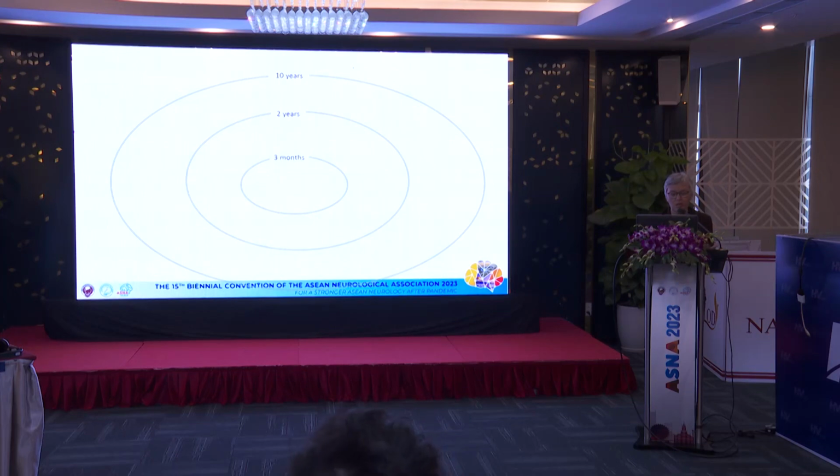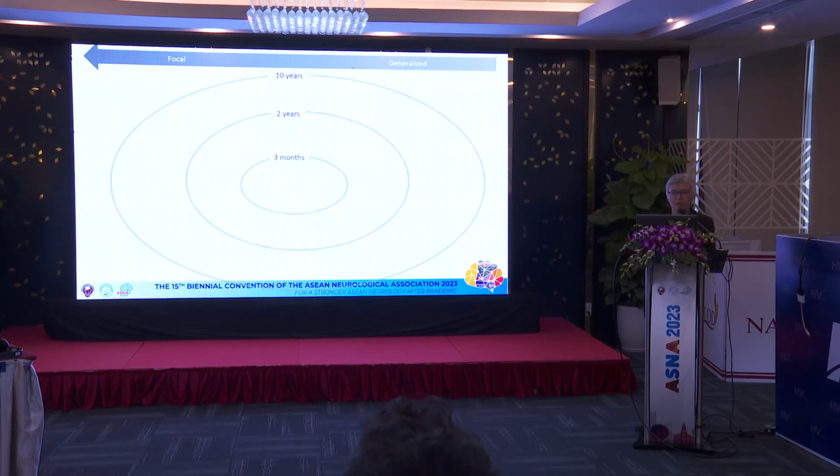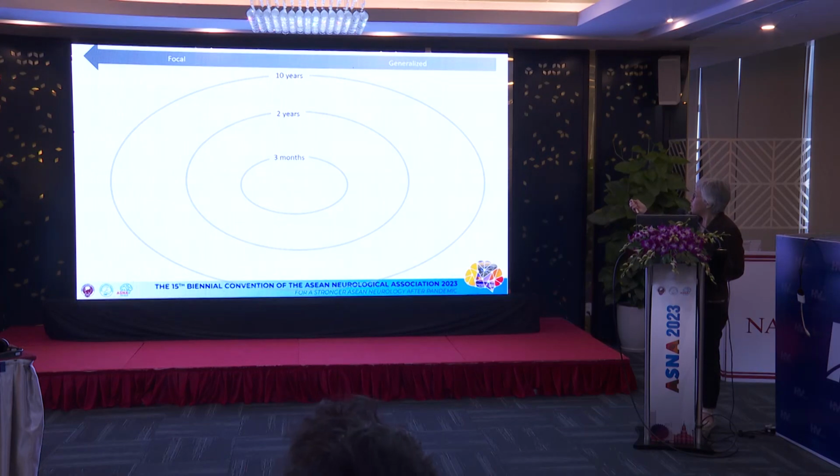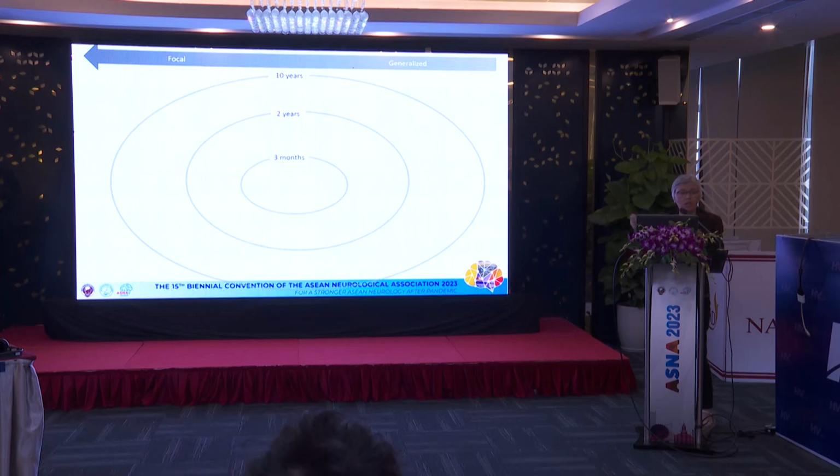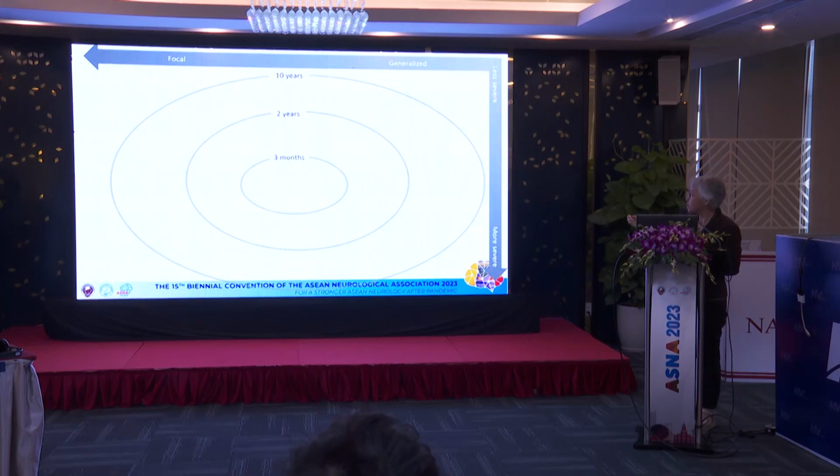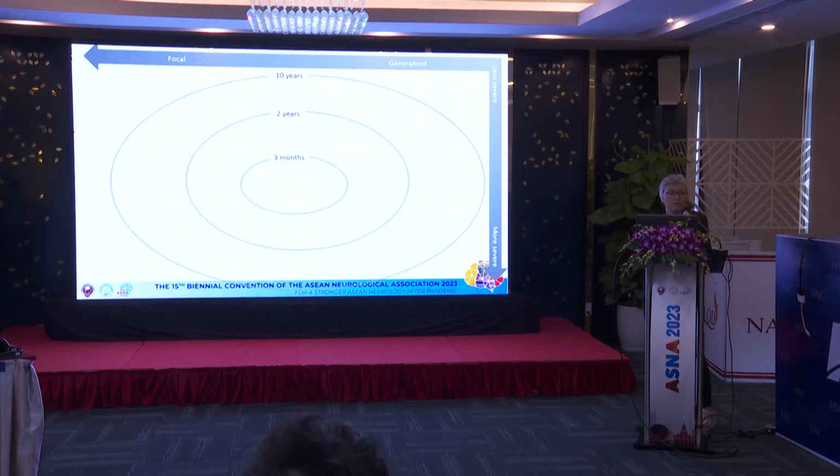Okay, so you can first do these 3 circles. Then you can draw an arrow from the right for me and to the left between generalized and focal. Okay, epilepsy type. And another arrow, a vertical one, from the less severe to more severe. Okay.